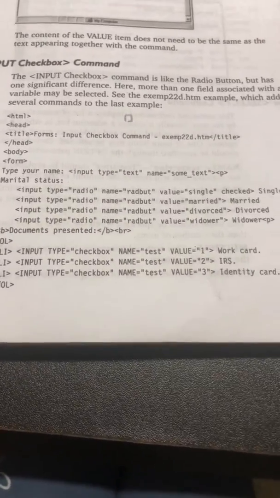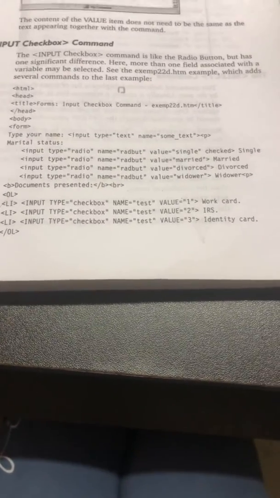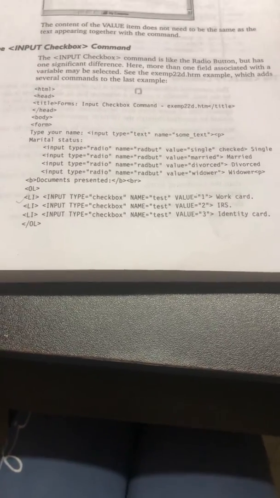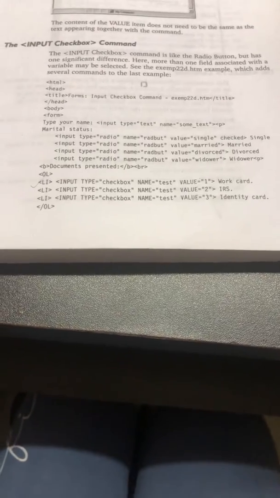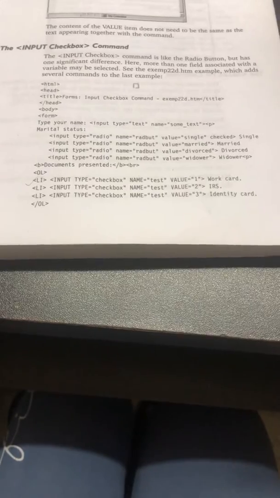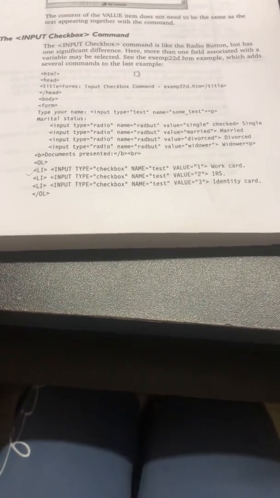Just showing you, these are the radio buttons. After this, we show documents presented, input type equal to checkbox, name equal to test, value is equal to 1. The checkboxes are also having the same name, but we can select multiple out of these.